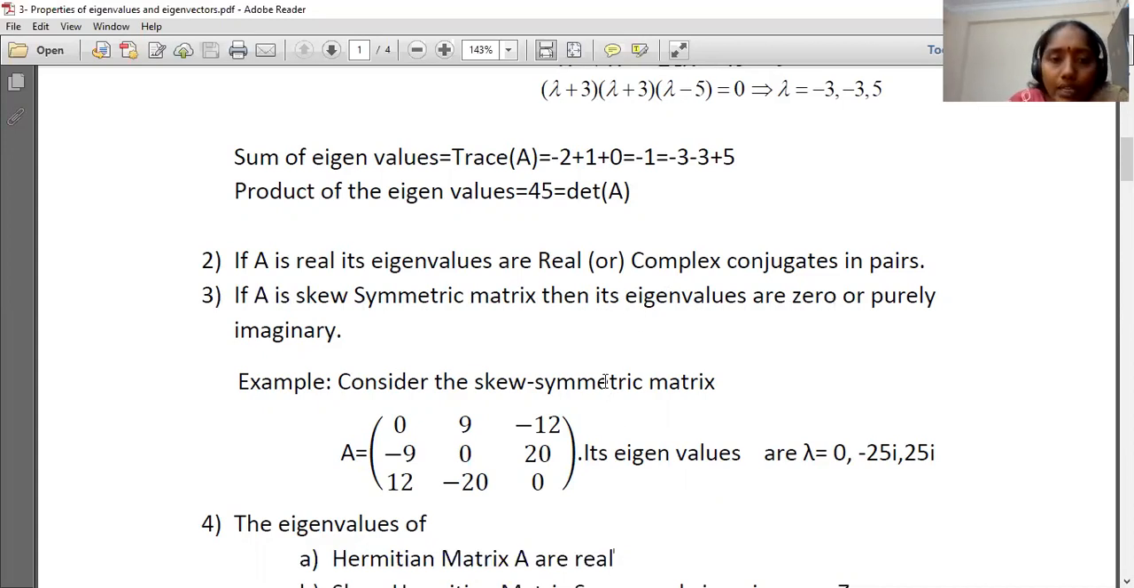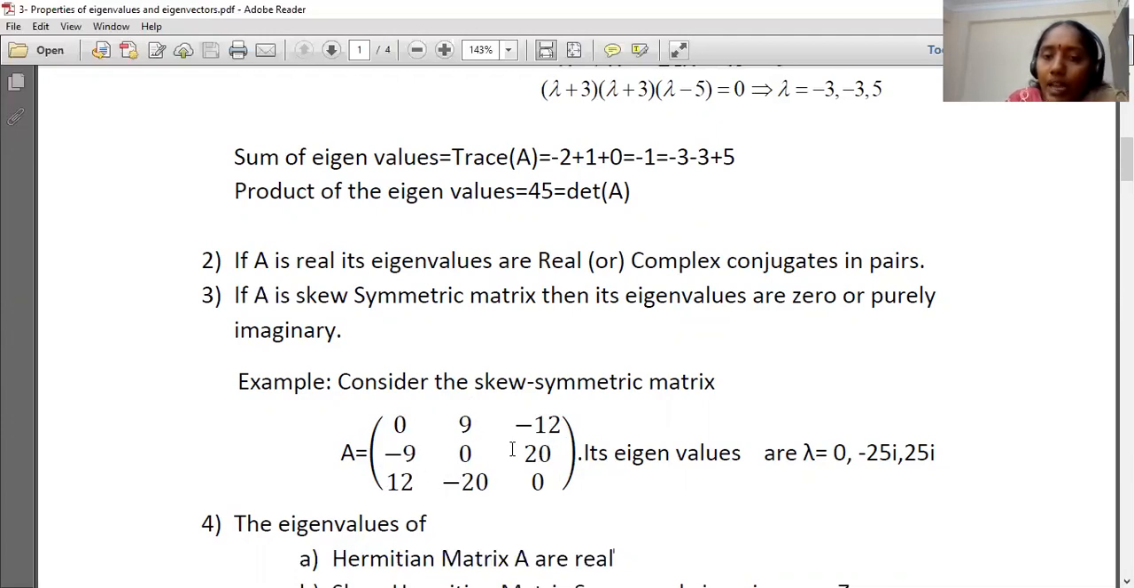Let's go through an example. Here I am considering a skew symmetric matrix. What is a skew symmetric matrix? A is equal to minus A transpose. Here observe the first row is 0, 9, minus 12. Transpose means interchange rows as columns, that is 0, 9, 12. Here, taking minus out of this, we find A transpose and multiplying by minus, we get the same matrix. That means this is a skew symmetric matrix.